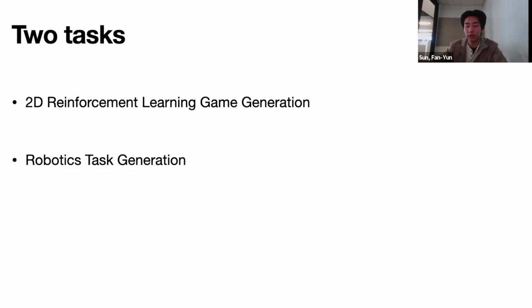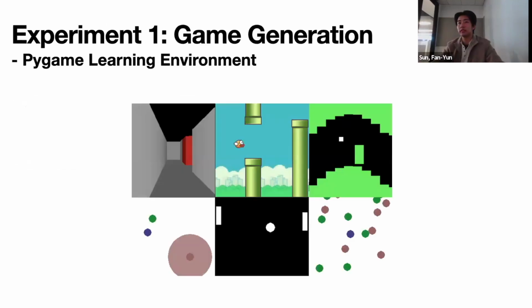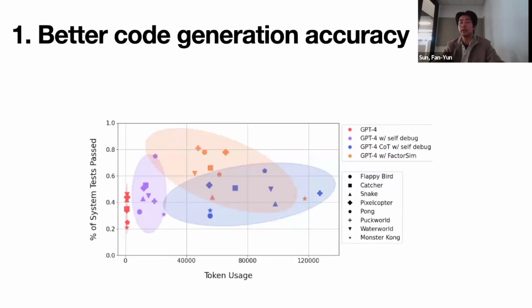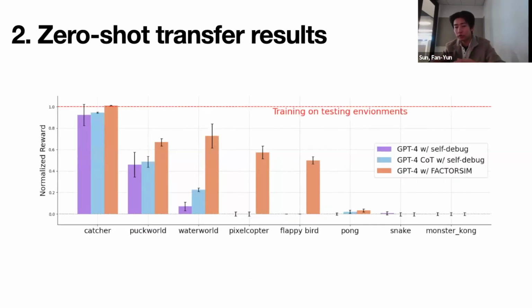So with the game that we generate, in the first part of experiments, we first demonstrate that compared to baselines, under the same amount of token usage, we can generate code that's more accurate to the prompt. And then we show that after training on generated environments, without collecting any data or trajectory on the downstream testing environment, we were able to show significant zero-shot transfer because the environments that we generate are at least more accurate in terms of logic, right?